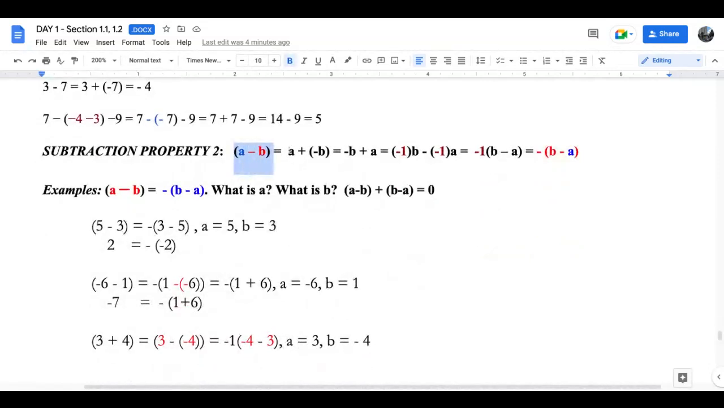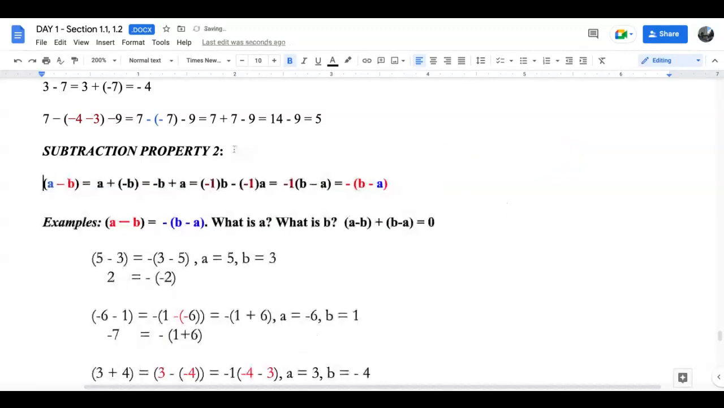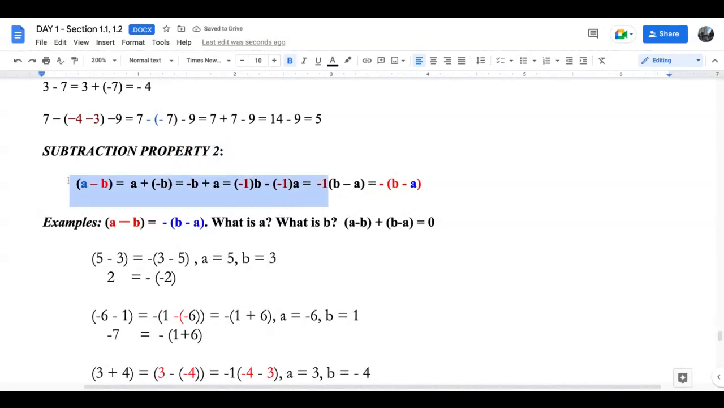A minus b, we can think of that as a plus negative b, or negative b plus a, or negative 1b minus negative 1a, or negative 1 times b minus a, or negative parentheses b minus a. All right, so this line is super important for you. All the confusing algebra is sometimes included in this one line. They are all the same. It depends on which one will be needed.